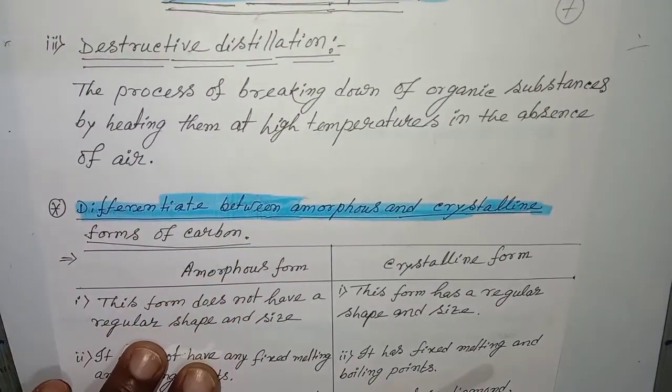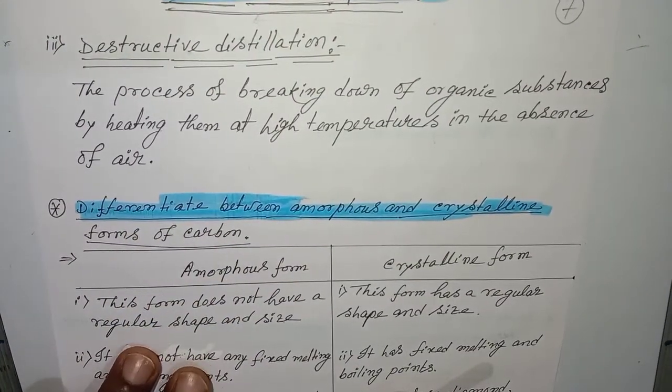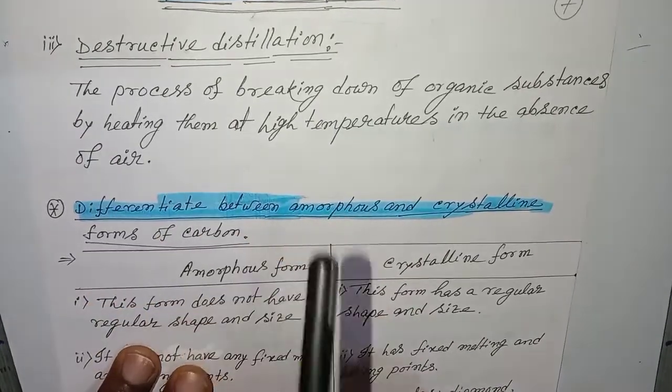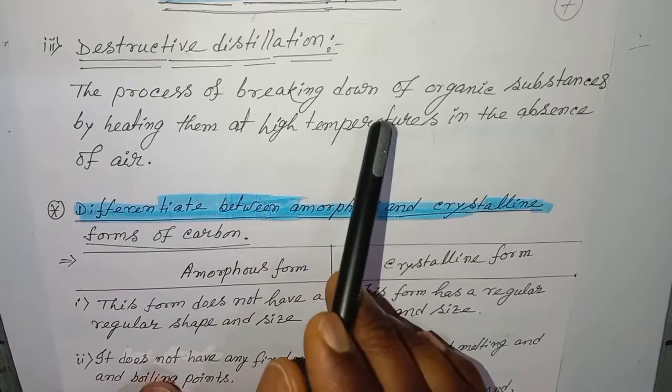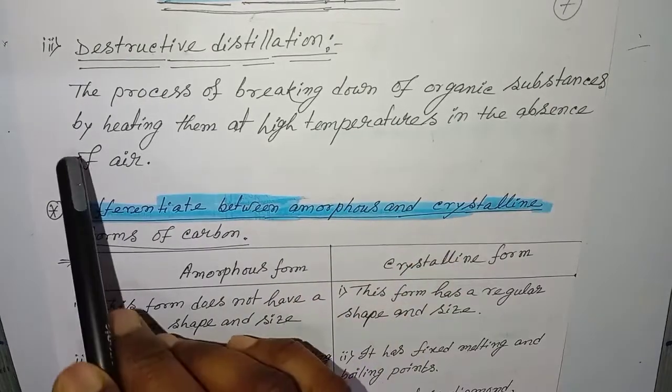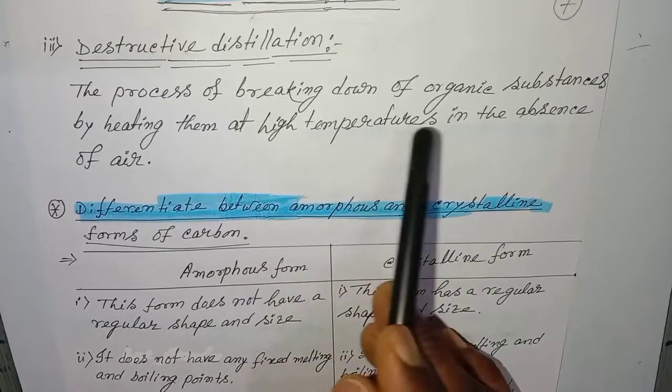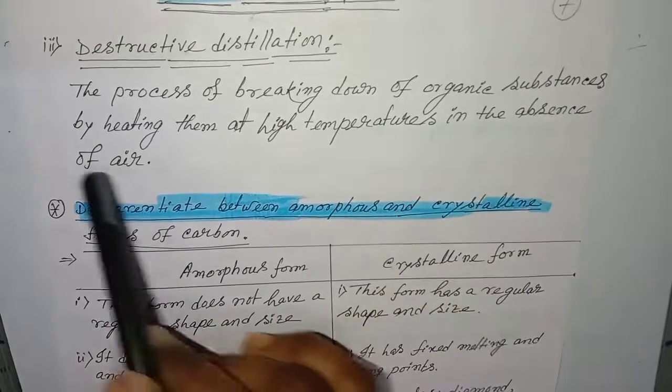Next word, destructive distillation. This is the process of breaking down organic substances by heating them at high temperatures in the absence of air.